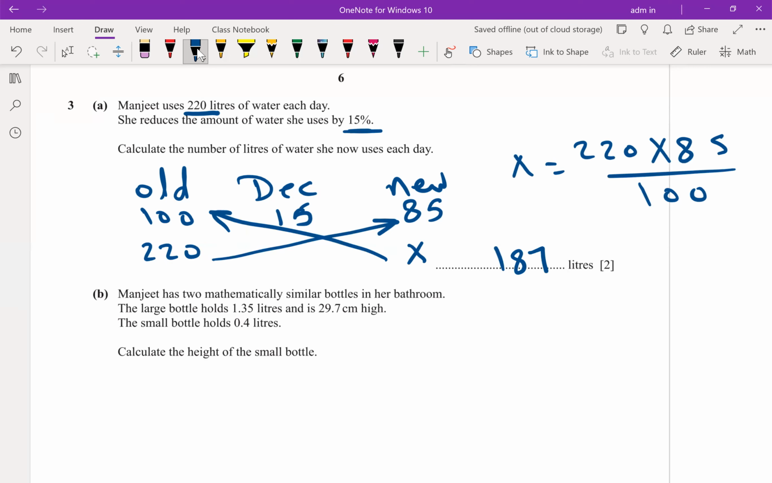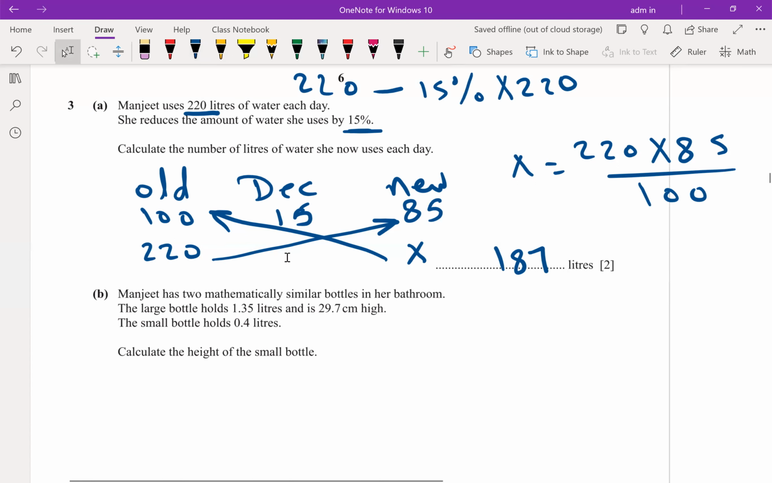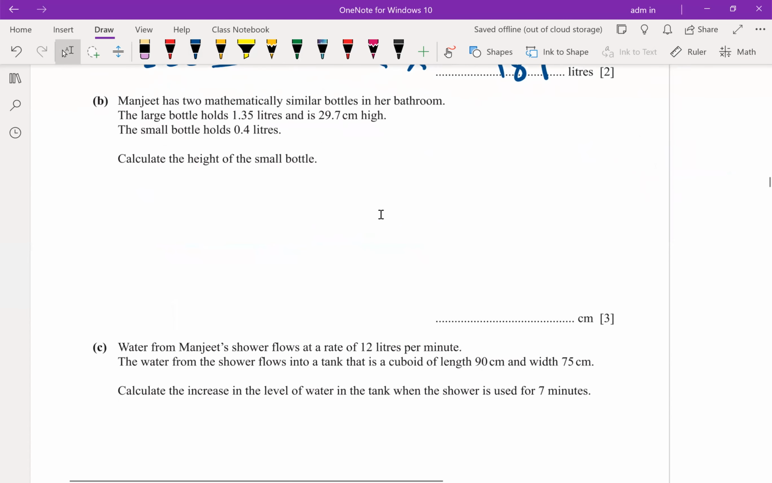If one of you tries to get 15% from 220, then subtract 220 minus 15%, it will be correct. If you try to get the 85% from the original value, it also will be correct. Now part B.